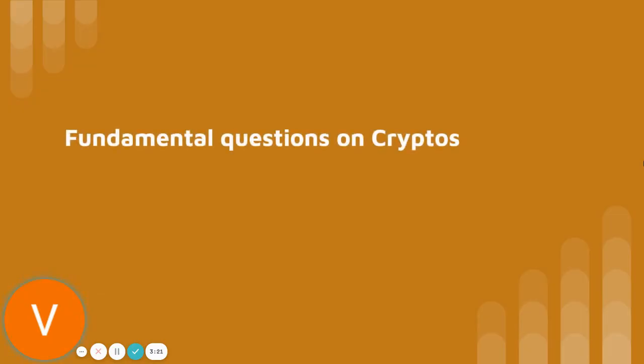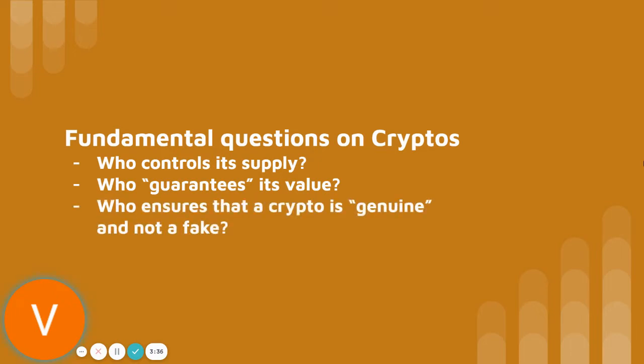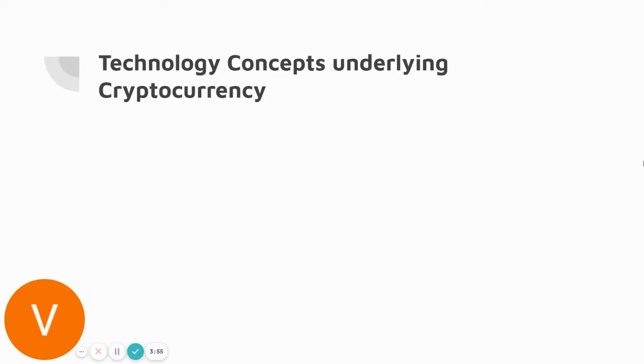Now, the fact that cryptocurrencies are not controlled by any central financial institution raises some very important questions. First, who controls the supply of these cryptocurrencies? Second, who guarantees their value? And lastly, who ensures that a crypto is genuine and not a fake? Because if either of these questions is not answered, that would make the cryptocurrency system very prone to failure. To understand the answers of these fundamental questions, it is necessary to have a look at the technology underlying cryptocurrencies.